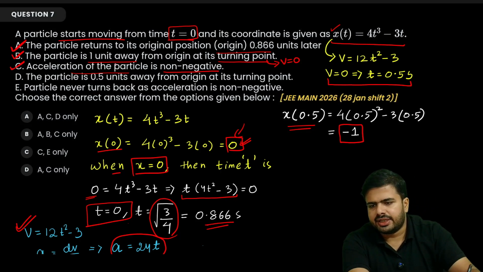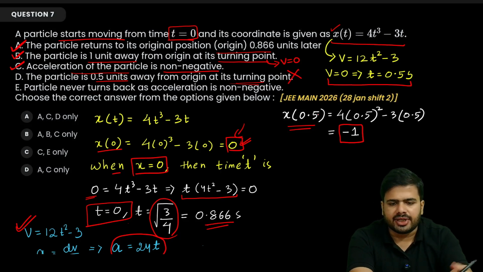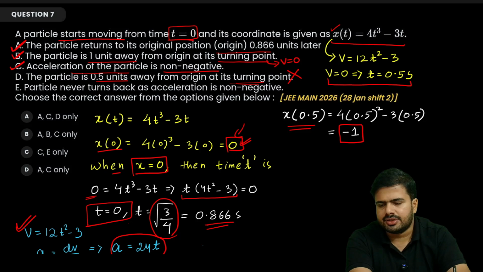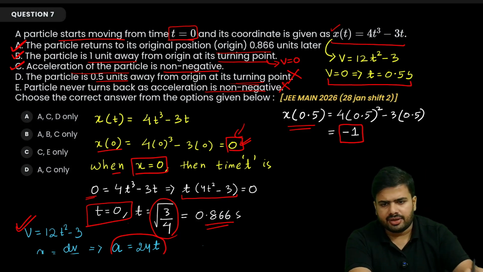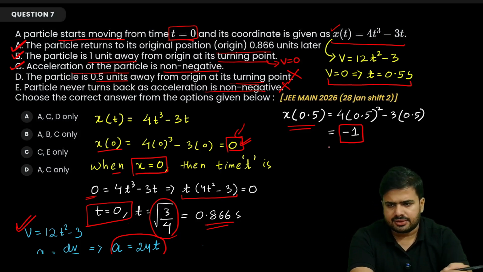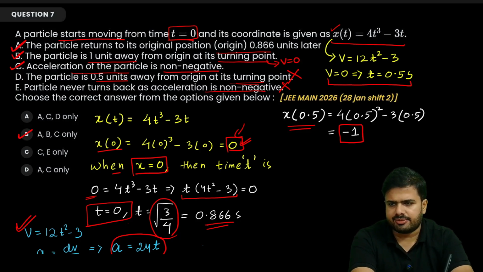Now the fourth option, they are saying that the particle is 0.5 units away from the origin at the turning point. So this is incorrect because we already know the particle is at minus 1, that is 1 unit away from the origin at the turning point. And lastly, they have given that the particle never turns back as the acceleration is non-negative. So here this is incorrect. Acceleration is non-negative, but acceleration need not be negative for a turning point. Here we already got the velocity as 0 at a real time, so it has a turning point. So that's why D is also not correct. So only A, B, C are correct. So A, B, C means option B is coming correct for us. A, B, C statements are correct.